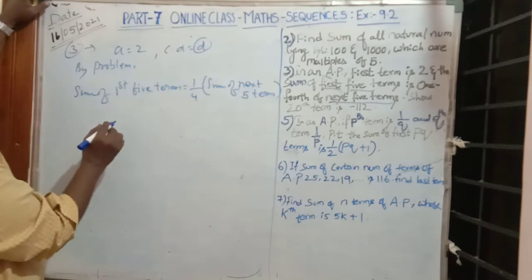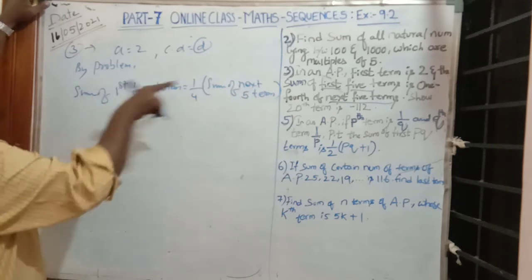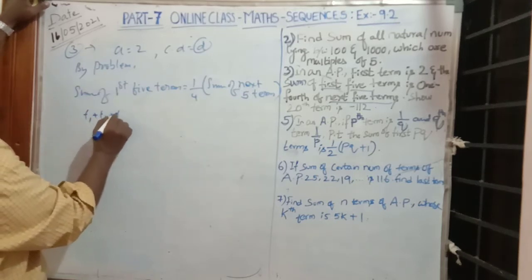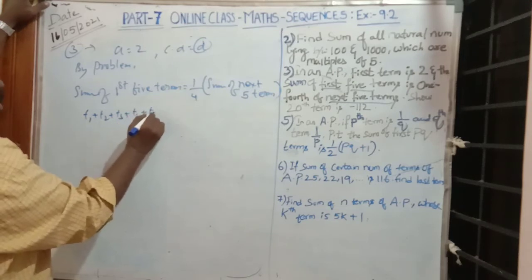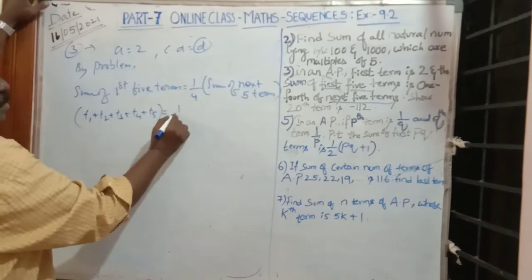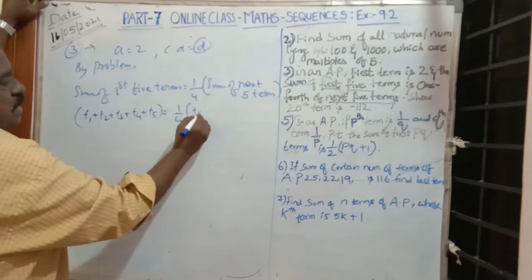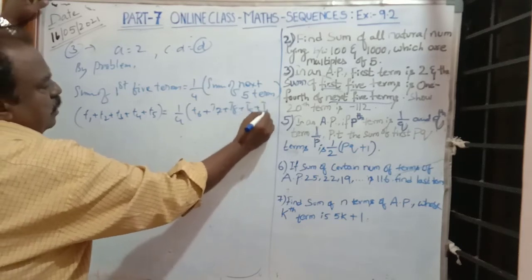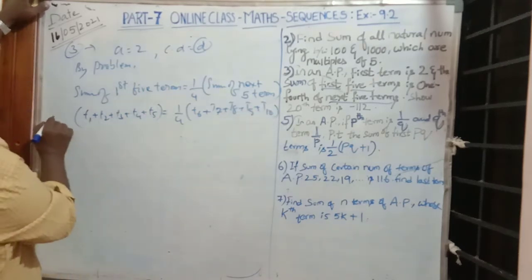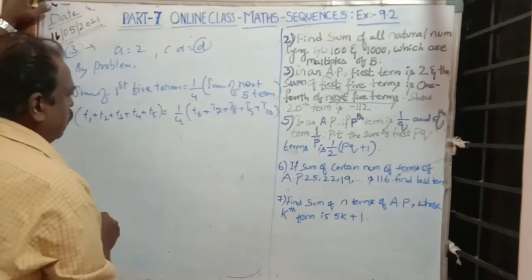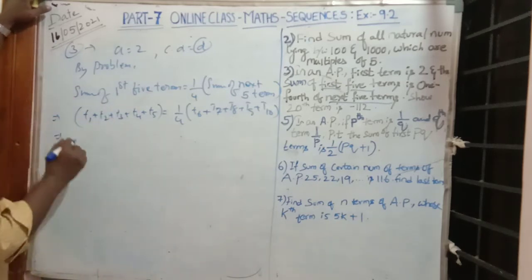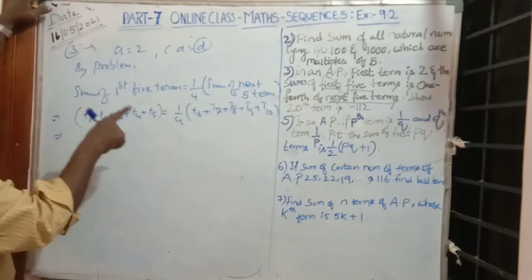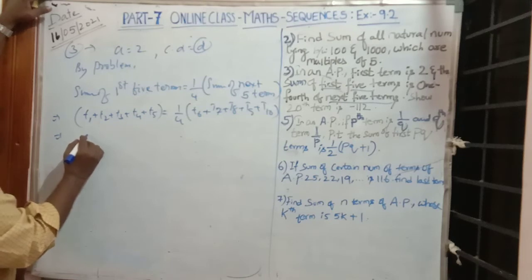Sum of the first 5 terms: T1, T2, T3, T4 and T5. This sum is nothing but 1/4 of the next T6, T7, T8, T9 and T10. How can you calculate this one? Here the first term T1 is A, which is given. First and the last, n by 2 is important.